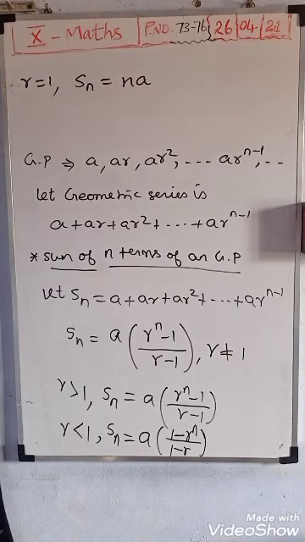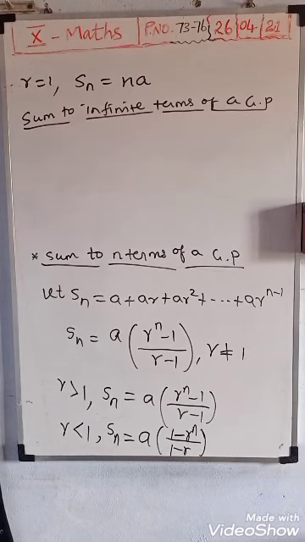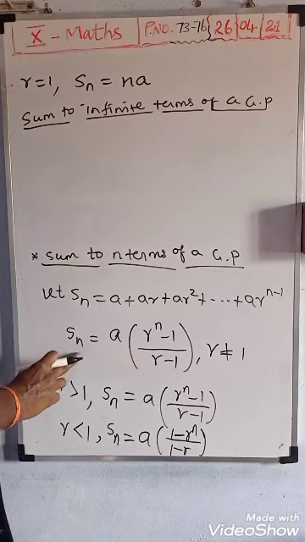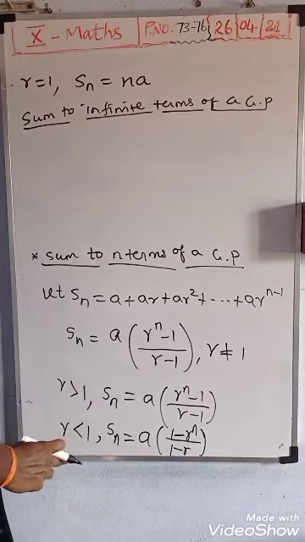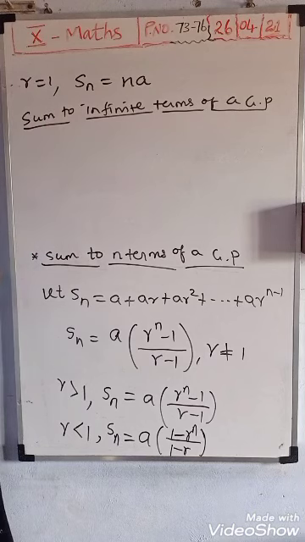You will get Sn is equal to na. So there are three geometric formulas: r is greater than 1, r is less than 1, and r is equal to 1 means Sn is equal to na. Then next, you see the sum to infinite terms of a GP. Suppose n terms you should add, then this is the formula. Sn is equal to this formula for r greater than 1, this one for r less than 1, and this formula for r equal to 1.